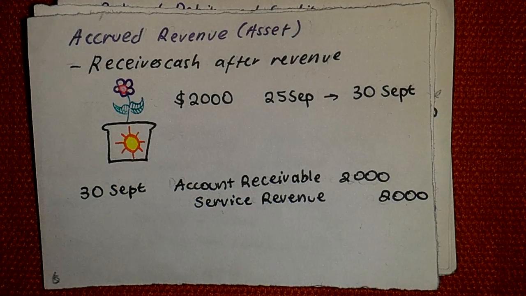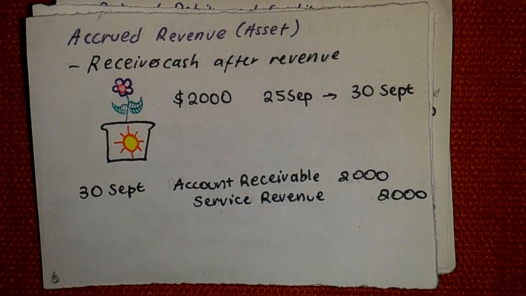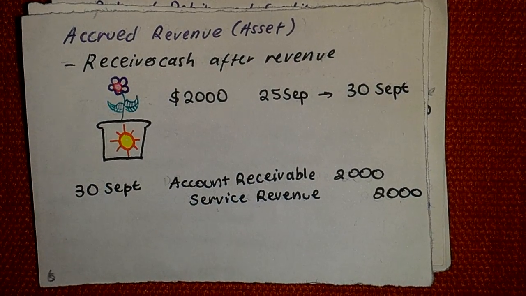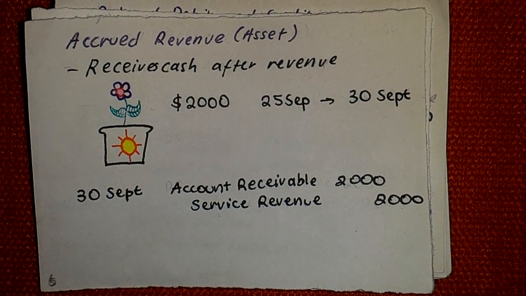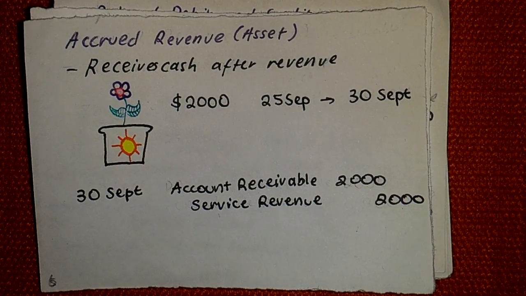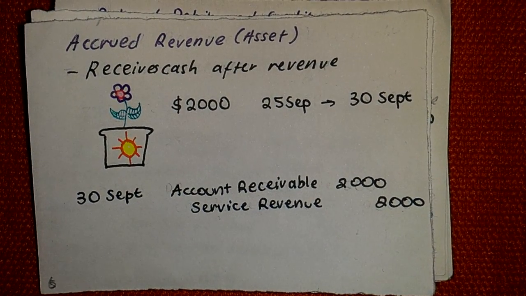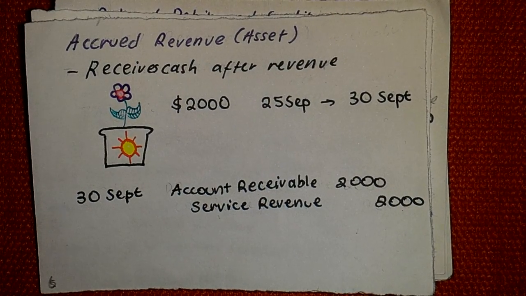Accrued revenue is known as an asset. It means receiving cash after the revenue. In this example, I've used a landscaping company to provide the service on the 25th of September while collecting $2,000 on the 30th of September. This is where assets are increased and revenues are increased.